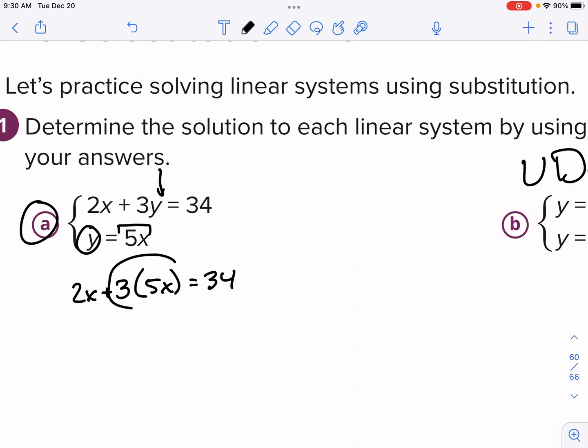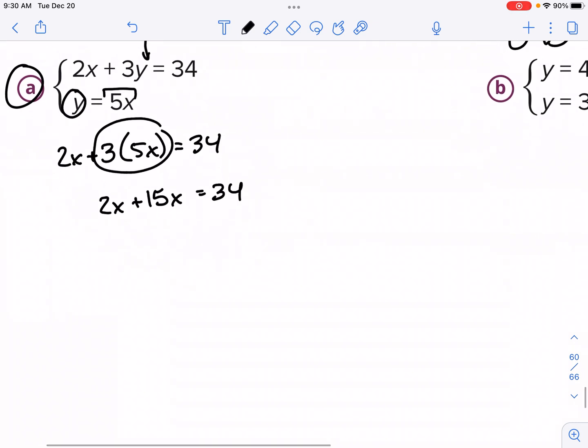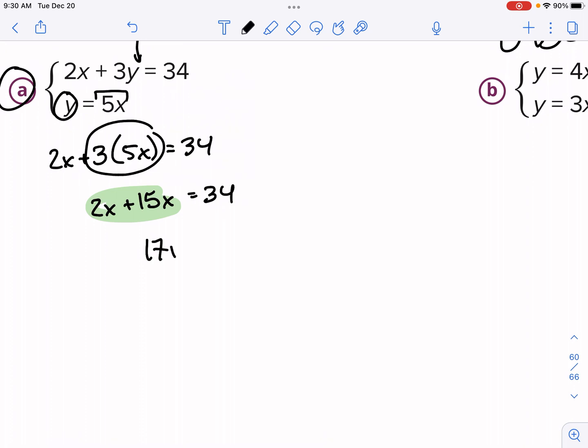All right, this we can simplify by multiplying. So we're going to get 3 times 5x, which is 15x. If we combine 2x plus 15x, those are like terms. 2 bananas plus 15 bananas is 17 bananas, equal to 34. If you divide both sides by 17, I won't always show this step, but to perform the inverse operation, 17 can go into 34 twice.